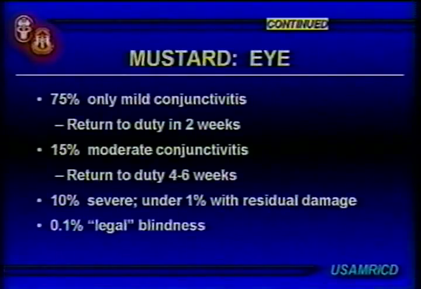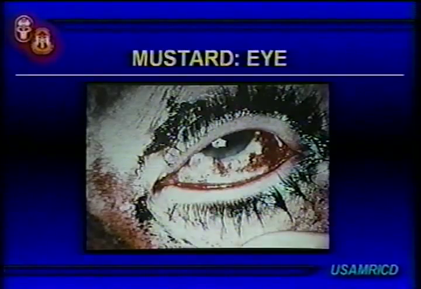The 15% intermediate took sometimes as long as 2 months, 4 to 6 weeks. More of a problem, but they would heal without residual. The remaining 10% were severe with residual damage. And by today's standards, about 0.1% of those patients would have met the criteria for legal blindness. And this is a blow-up of a picture of a moderately severe mustard conjunctivitis, hemorrhage in the conjunctiva.